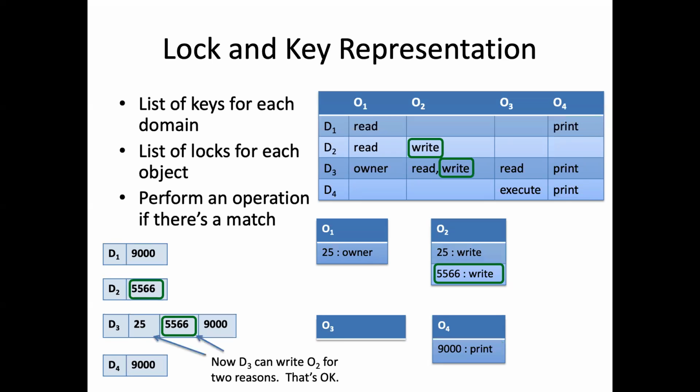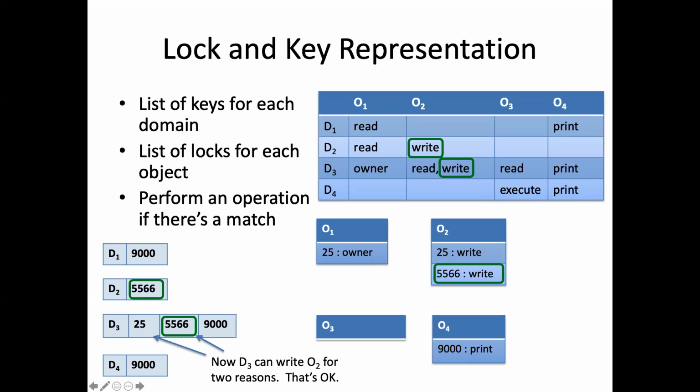Looking at the table, I noticed that object O2 can be written by processes running in domain D2 or D3. And if I wanted to make sure they had that access right, I could give them a key. I could give D2 and D3 a key that let them write to that object.